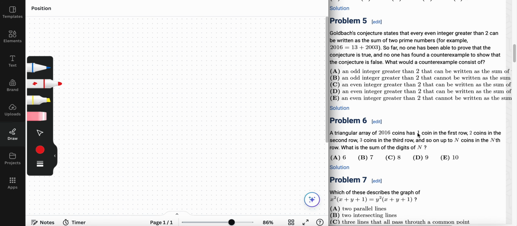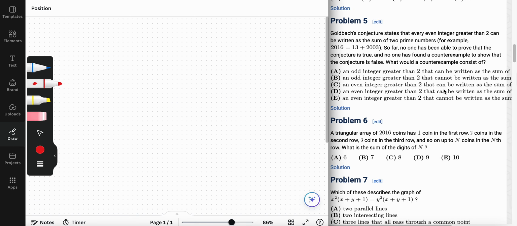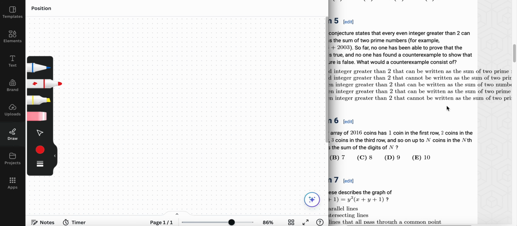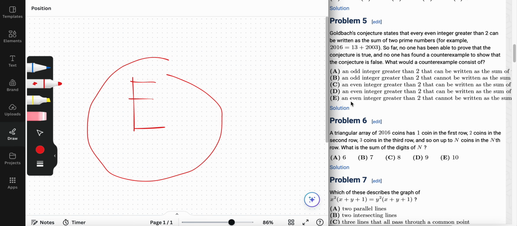Okay, problem 5. This states that every even integer greater than 2 can be written as a sum of two prime numbers. Which would be the counterexample? Okay, so if this states that every even integer has to be the sum of two prime numbers, then the counterexample would just be an even integer that cannot be written as a sum of two prime numbers, which I think would be, yeah, wouldn't that just be E? I think that's E, because greater than 2 but cannot be written as a sum of two prime numbers. So yeah, I think it should be E. Yeah, I think it's E.